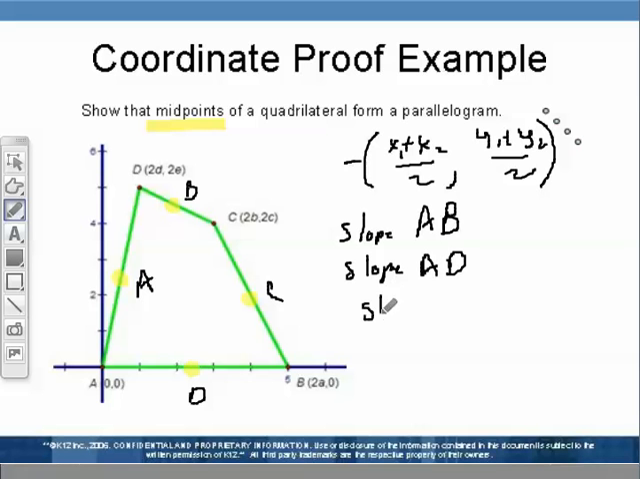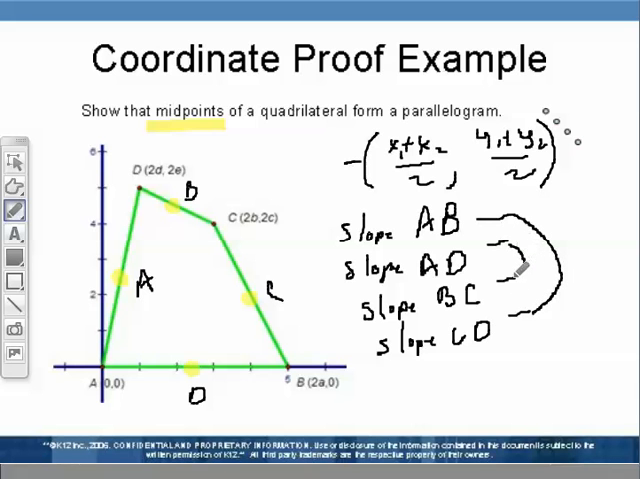I can find the slope from B to C, and the slope from C to D. Once I find these four slopes, you know what I'll discover? I'll discover that AB and CD are equal, and AD and BC are equal. Once I've got equal slopes, I know I've got a parallelogram. So I just showed you how I would go about planning and doing a coordinate proof.